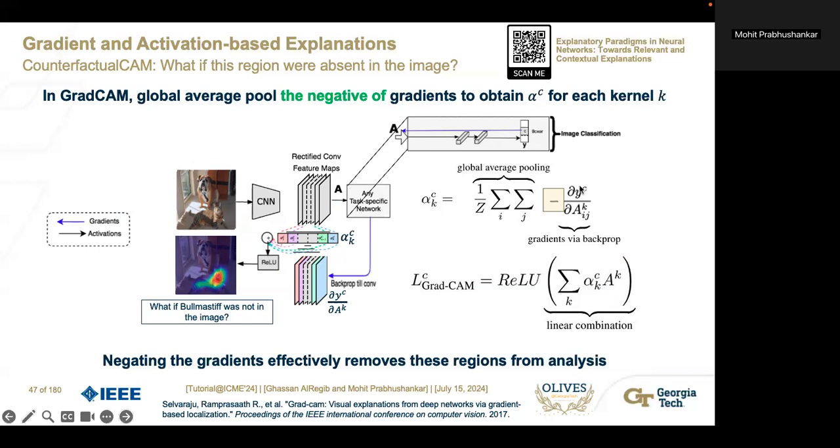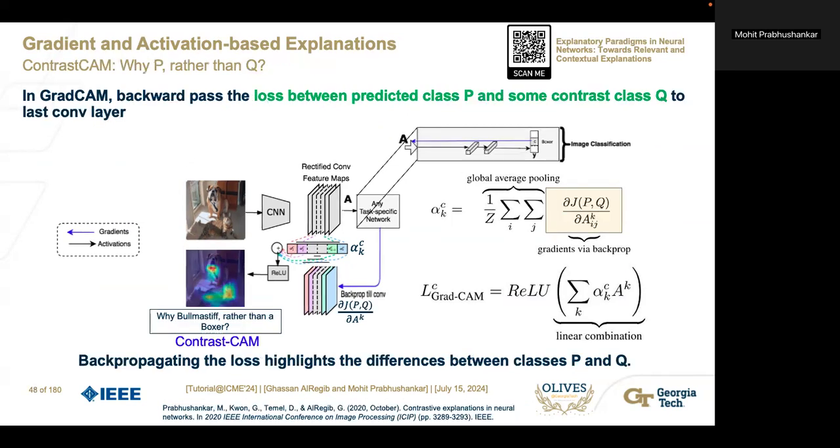So if you backpropagate the negative of prediction, you will be able to get this image, what you see here on the left-hand side, which is going to be a counterfactual CAM. It answers the what-if question. Similarly, you have this kind of a contrast CAM, why P rather than Q.